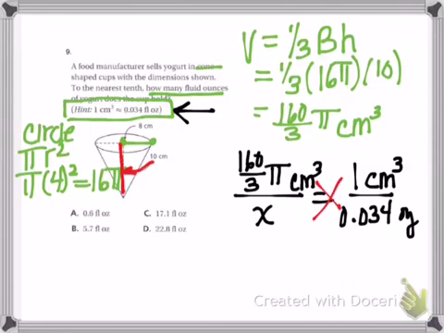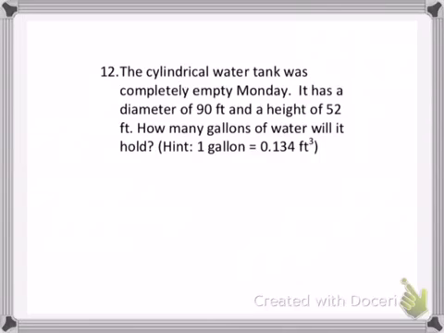So that tells me x equals 160 over 3 pi times 0.034. And that's going to give me, if I hit the SD button, 5.7. So that would be my answer, B. You work this one. Make sure that you write your answers in gallons. Set up a proportion.